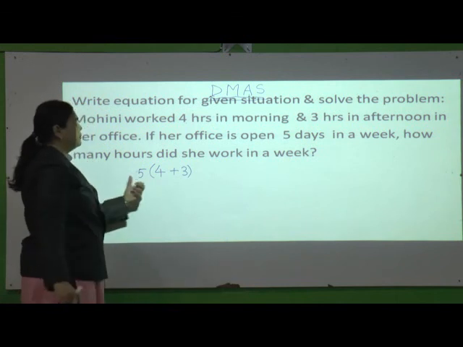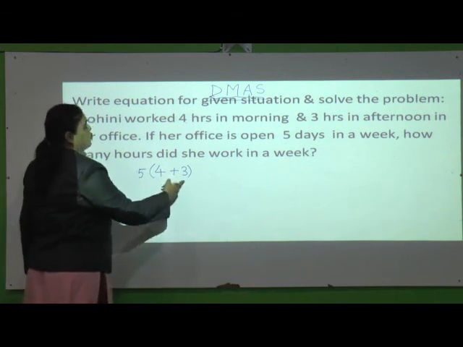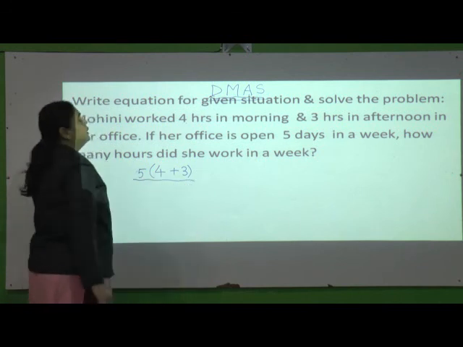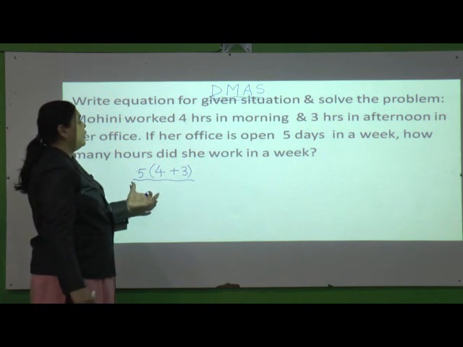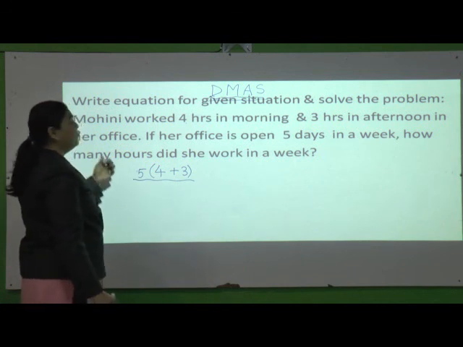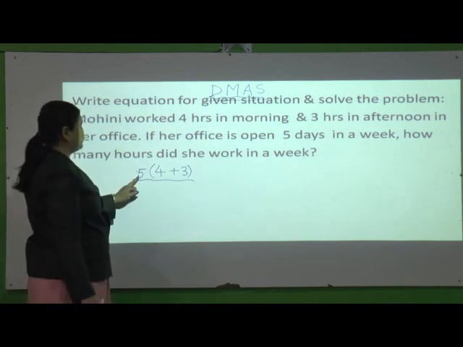Nothing is written between them, which means multiplication. So we have to write this statement. Then you can find out how many hours Mohini was working in a week. The office was open for only 5 days. This is my 5 days.